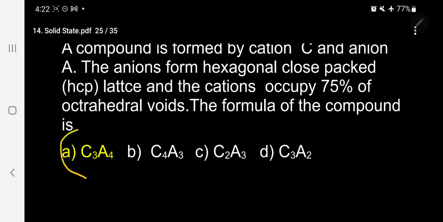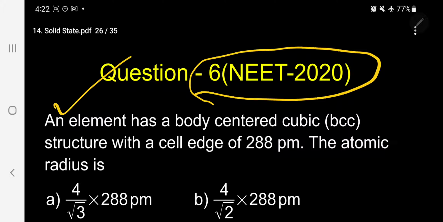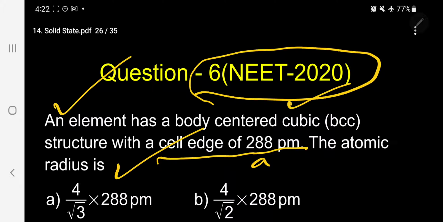Then question number 6. Kindly follow. This question was asked in NEET 2020. Let me read the question. An element has a body-centered cubic lattice structure with a cell edge of 288 picometer. What is the atomic radius? So here there is no calculation, nothing. They are testing only your memory.